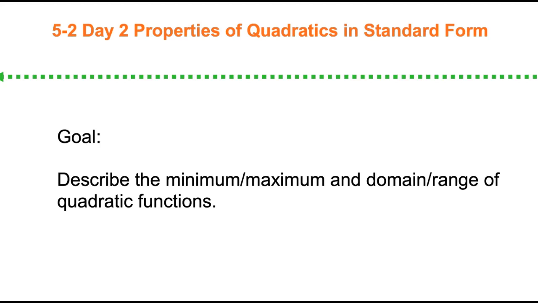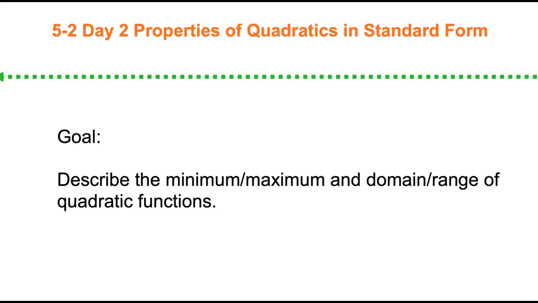5-2, day 2. We're continuing from what we talked about yesterday, and we are going to add in topics of minimum and maximum. So the vertex is a minimum or maximum, and then we're going to revisit domain and range. So let's just throw a little bit of information out there as far as what those mean.